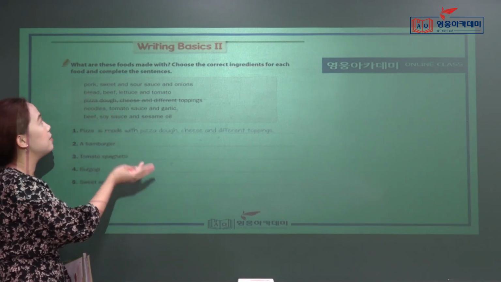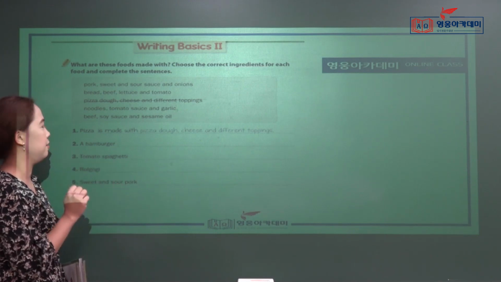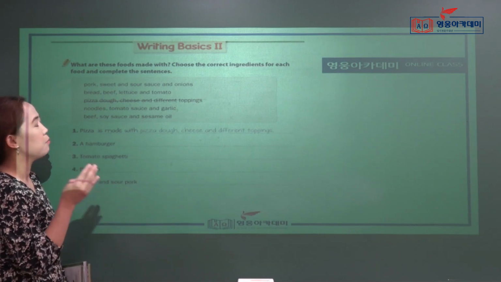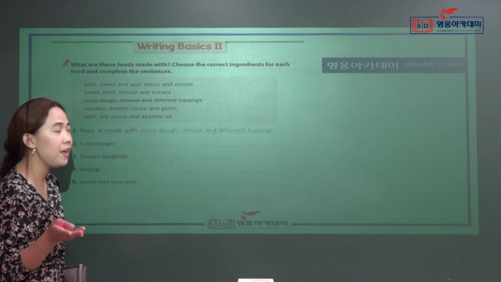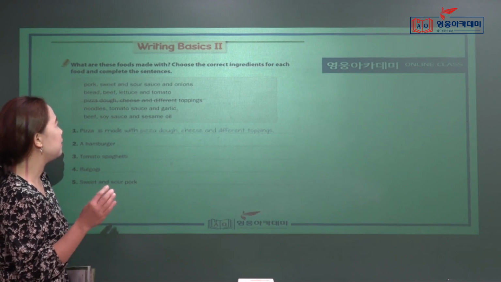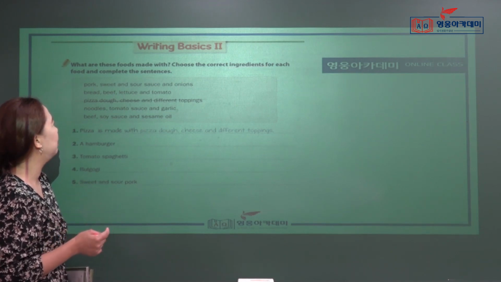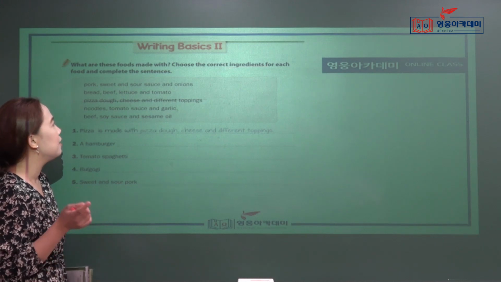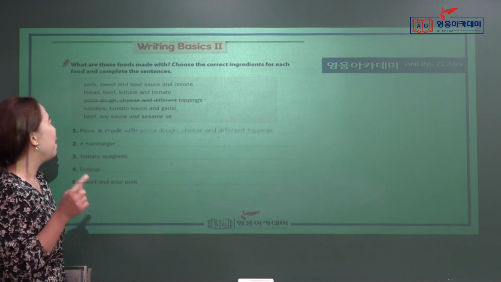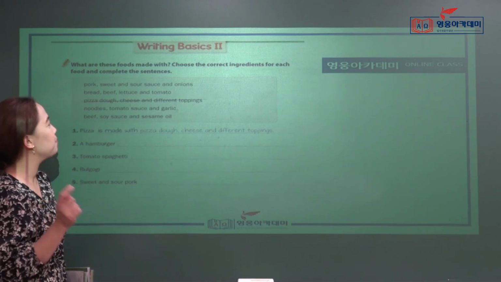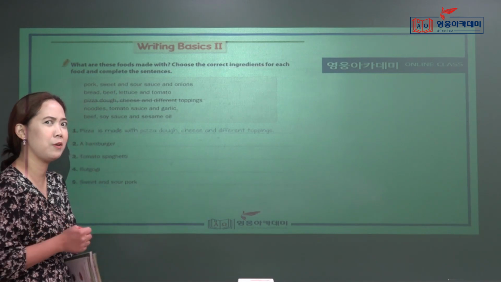Let's read together, guys. Pork, sweet and sour sauce, onions. Next, bread, beef, lettuce and tomato. Next, pizza dough, cheese and different toppings. Next, noodles, tomato sauce and garlic. You know what food that is, right? Next is beef, soy sauce and sesame oil. For what recipe is that?